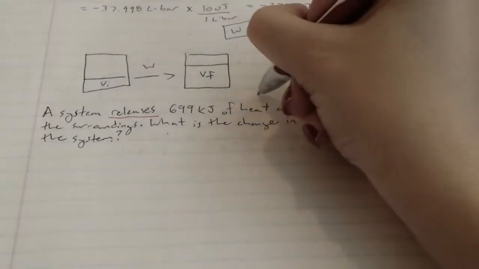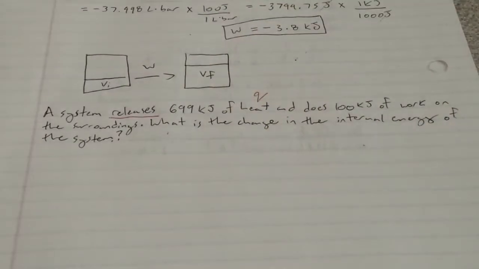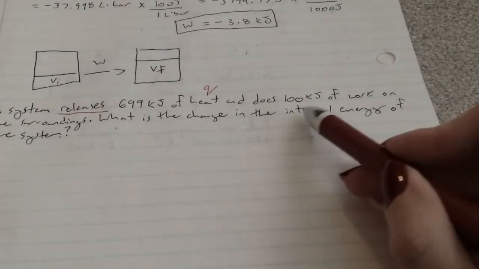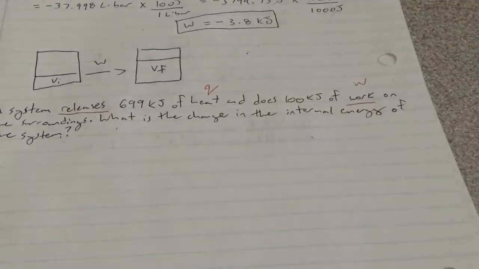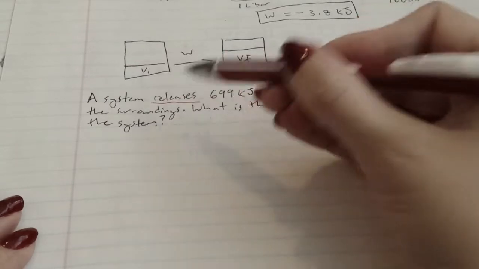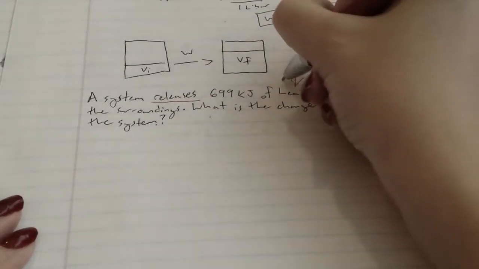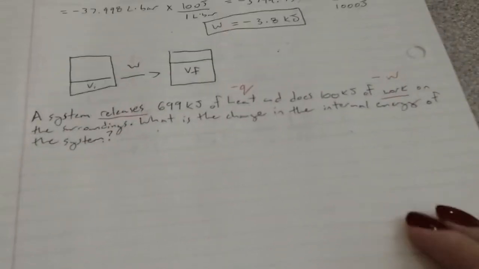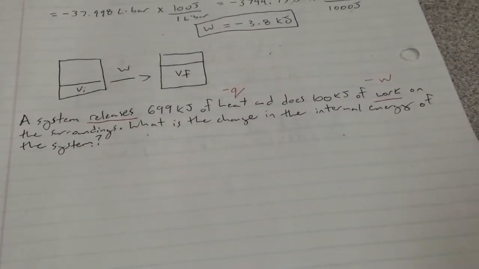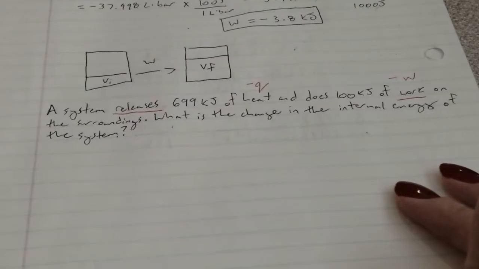All right, so heat is stated by the variable Q, and it does 100 kilojoules of work. Then this would be variable W, on the surroundings. So this means in both cases we'd be doing the negatives of energy and work here.